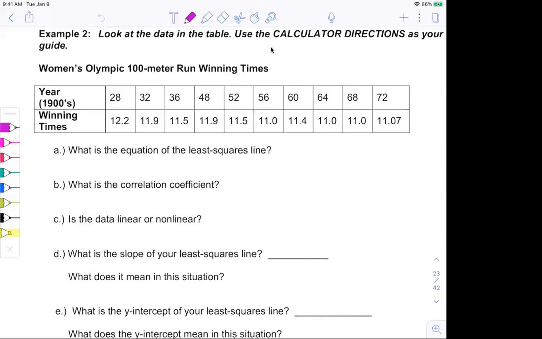So does anybody know why the years jump by 4 years? Instead of having every single year, we have 28 and then 32 and then 36. Jaden, why do the years jump like this? Because the Olympics only happen every 4 years. Yeah, the Olympics only happen every 4 years. Do you know why it starts in 1928?